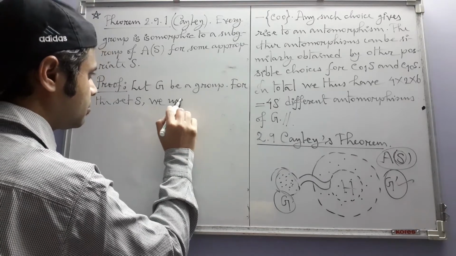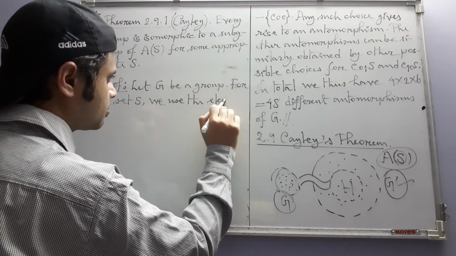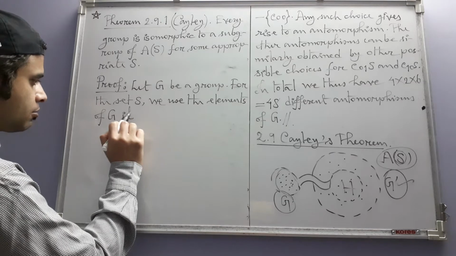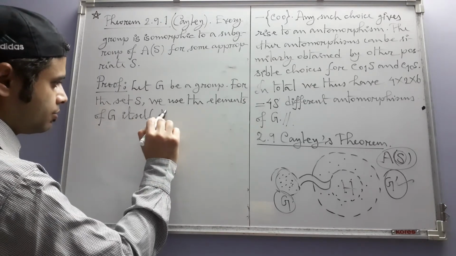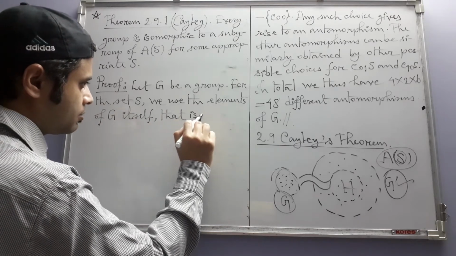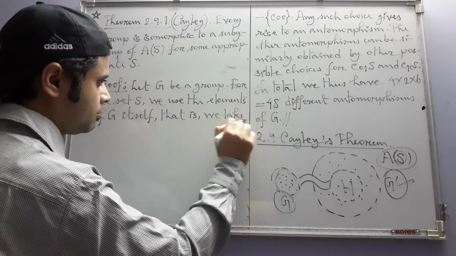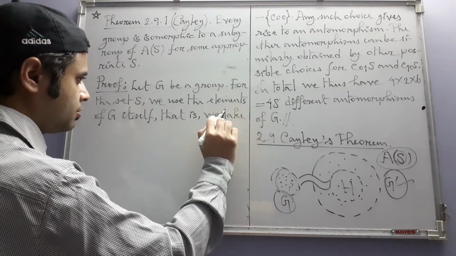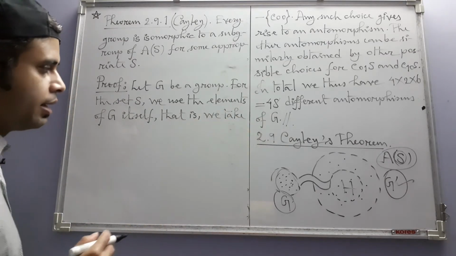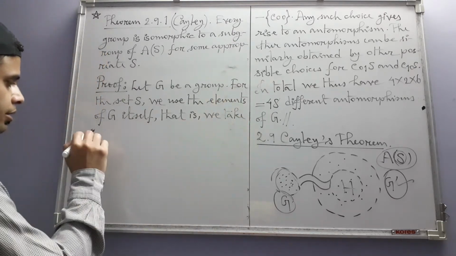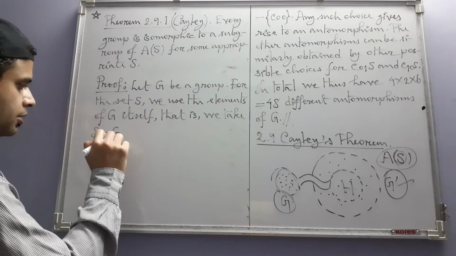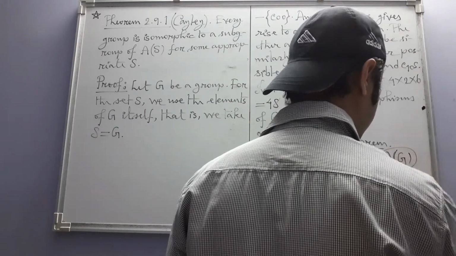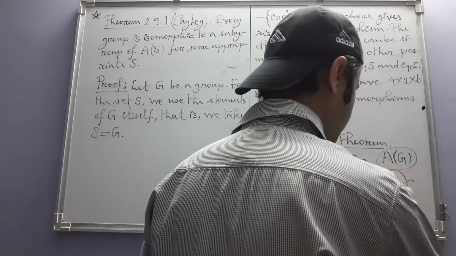We use the elements of G itself, that is, we take S equal to G. Okay, so now let us take S equal to G here. So that means this is our G prime.